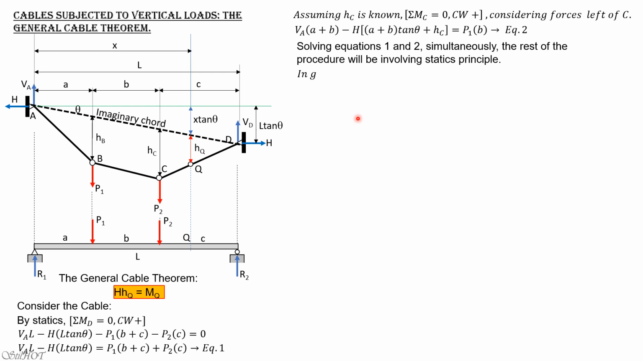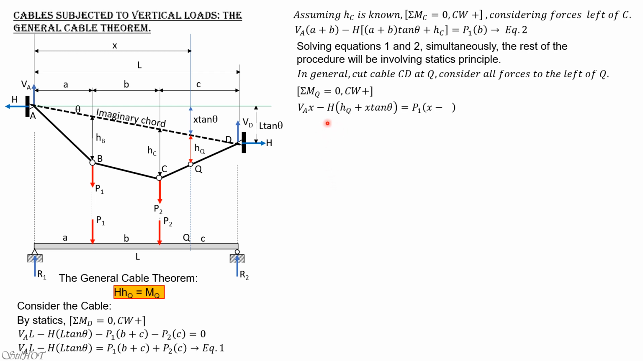So let's proceed to the cable theorem. In general, cut cable CD at Q, considering all forces to the left of Q. So this is our first equation: summation of moment about Q equals 0, clockwise positive. Then we'll have V sub A times X minus H times this total distance, which is HQ plus X tangent theta, equals P1 times X minus A, plus P2 times this distance, X minus quantity A plus B. So call that equation 3.